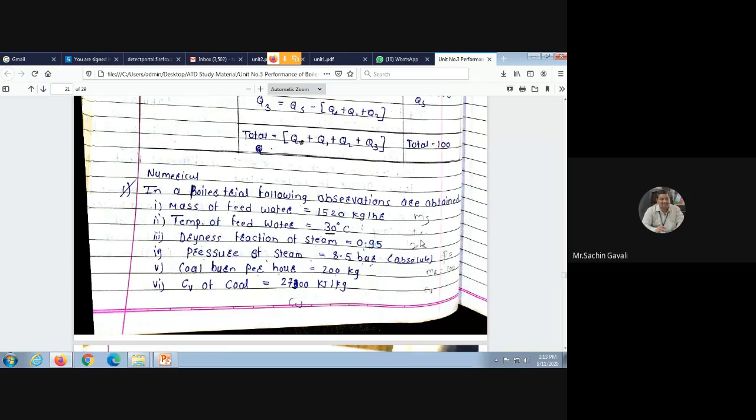So, first numerical, write down. In a boiler trial, following observations are obtained. Mass of feed water is equal to 1520 kg per hour.